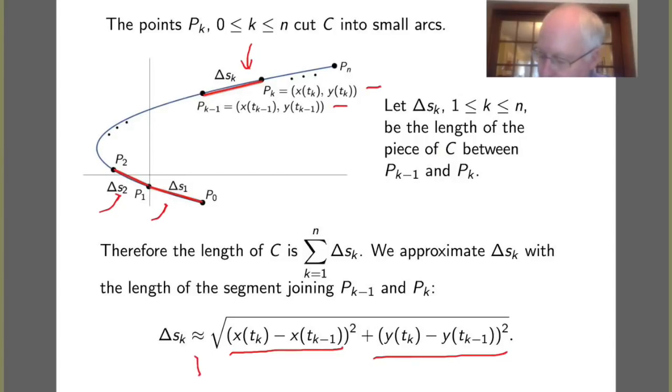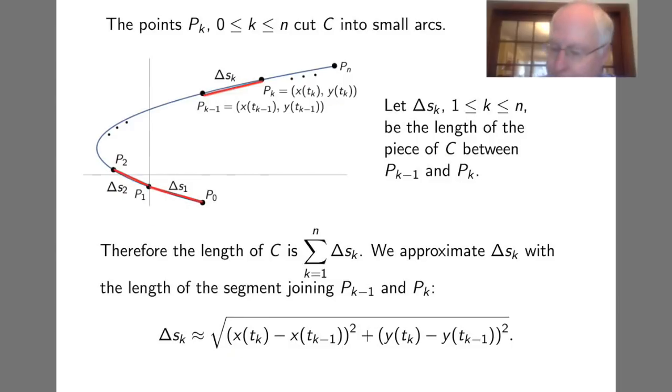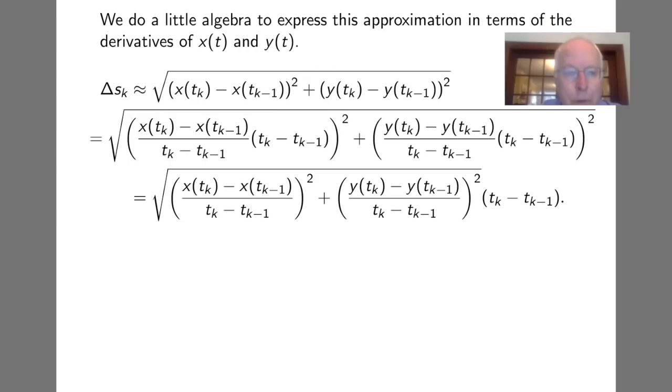And so this is going to give us an approximation to delta sk. The curve itself might not be a straight line, so the straight line probably won't give the exact length delta sk, but if our partition is fine enough, it should be pretty close. So we first do a little algebra to simplify this kind of complicated expression for the straight line distance.